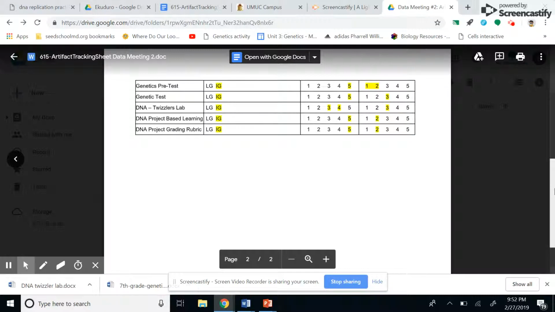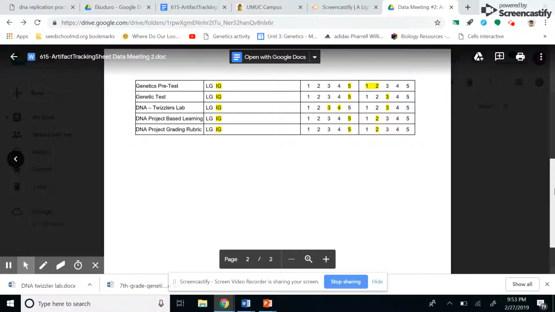DNA Twizzlers Lab, I gave that between a three and a four. That's why both numbers were highlighted. I believe it was important. I believe it was definitely essential for students to get that opportunity to show what they knew in another way through differentiation, not just through testing, but students were able to go through the project. And again, I noticed, as our exploratory question stated, that students did significantly better on the project versus the test as far as the learning gap was concerned.